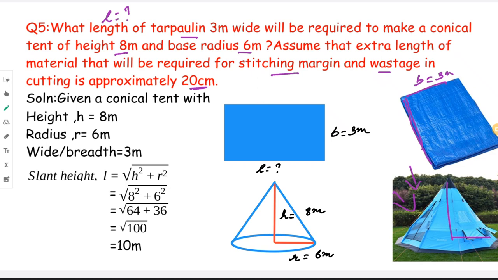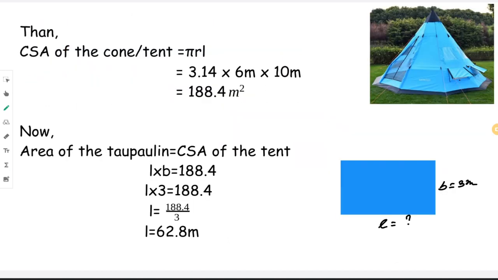For now, let's try to find the curved surface area of this cone in order to find the length of the tarpaulin. Height and radius are given, but when you look at this cone, I always need the slant height. Without the slant height, I will not be able to find the curved surface area. So this is the first thing we'll do. Slant height equals square root of h square plus r square. Height has been given to us 8, and radius is 6, but squared. 8 squared is 64, 6 squared is 36. When you add, you're going to get 100, and that is how we get slant height equal to 10 meter.